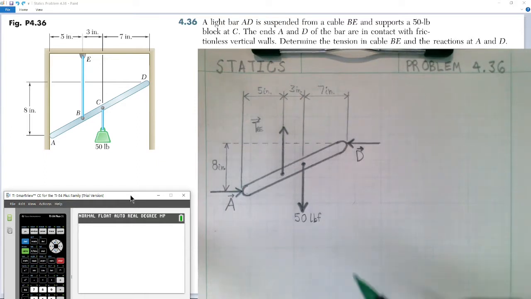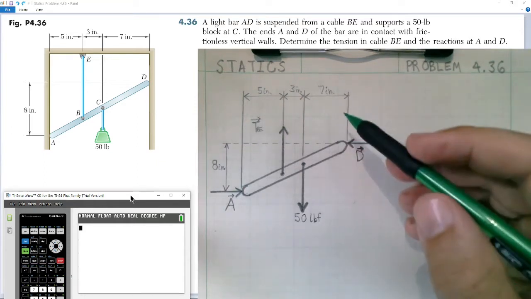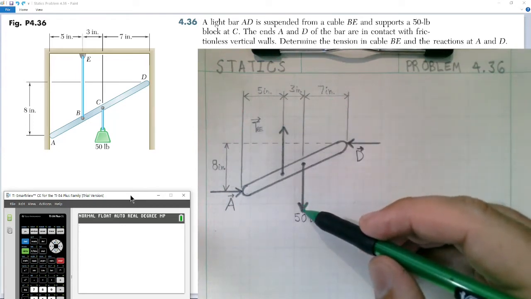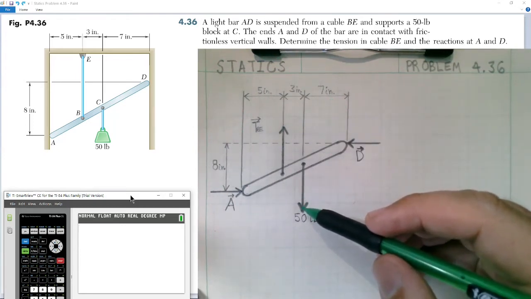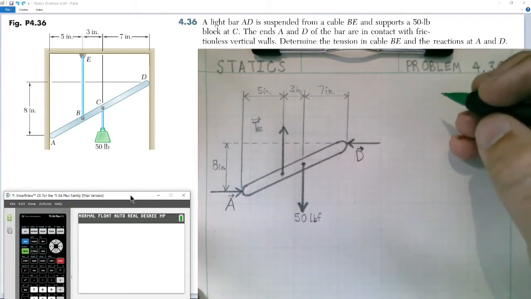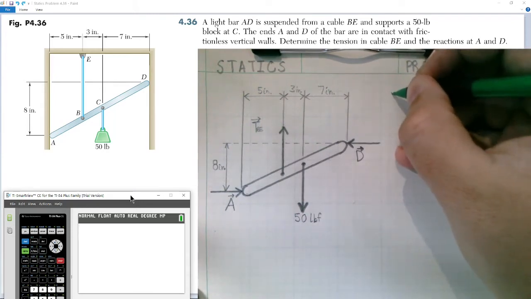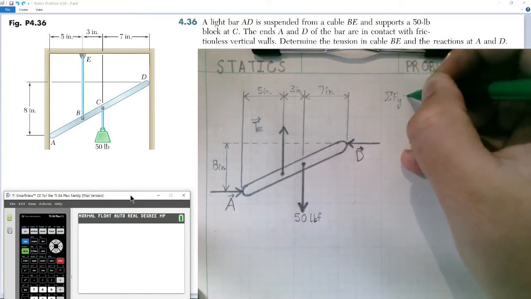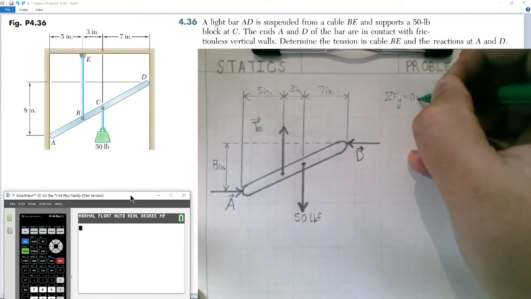I've gone ahead and drawn the free body diagram. I've listed the given dimensions as well as the weight applied going down, 50 pounds. Now, knowing this bar is in equilibrium, we can write out our equations for equilibrium, for instance, the sum of forces in the y direction is equal to 0.